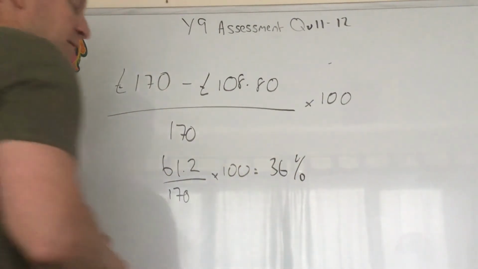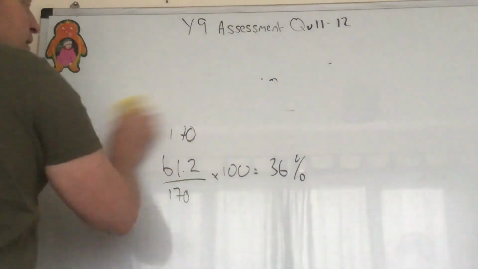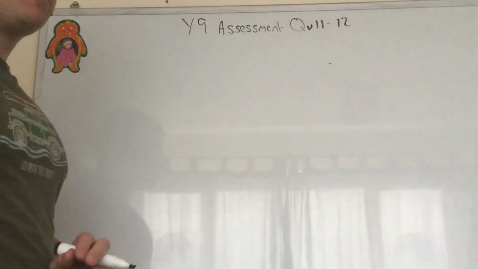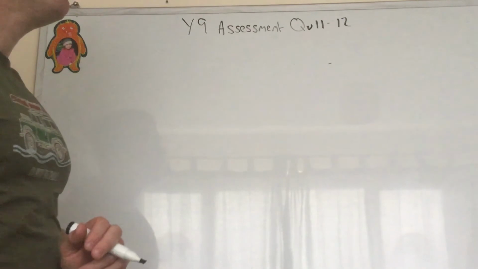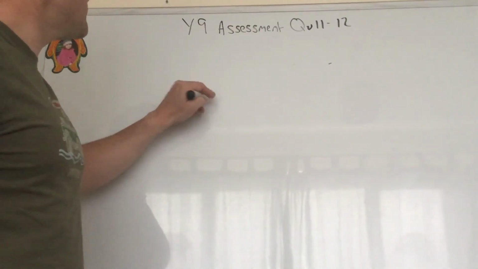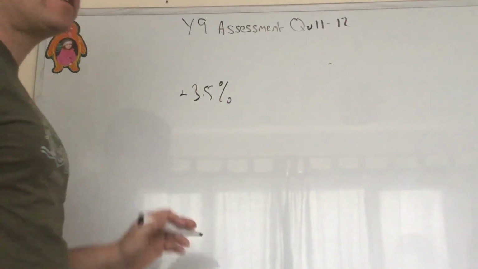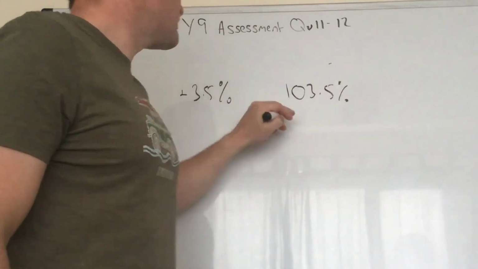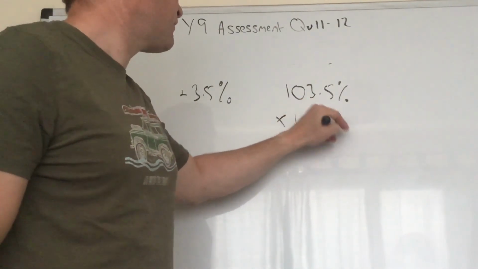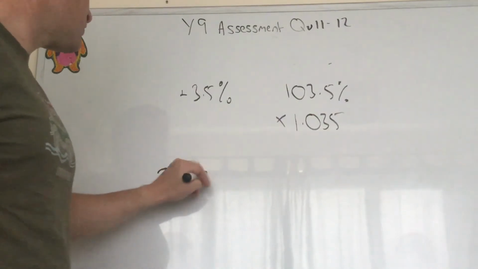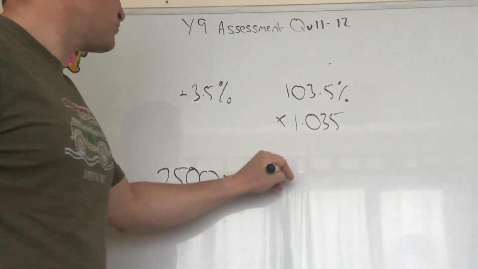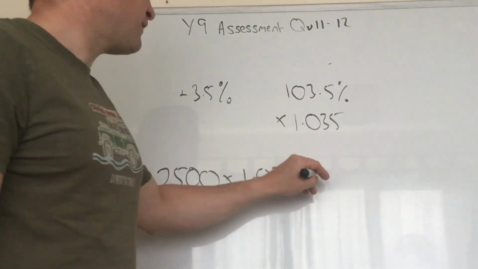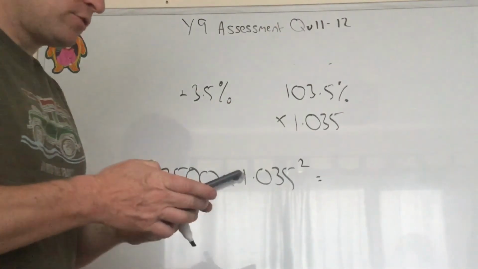D. Jamie, spelt the Game of Thrones way, invests 2,500 for 2 years at 3.5%. Some people added on 35% rather than 3.5%. So we're increasing by 3.5%. It's going to go 100% plus 3.5, so that's 103.5%. Change that to a decimal, we need to times by 1.035. So we get 2,500 and we times it by 1.035 twice, so either 1.035 times 1.035 or 1.035 squared. Both of them will give you the right answer.